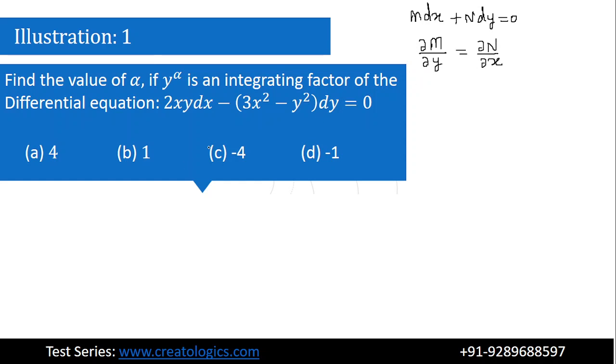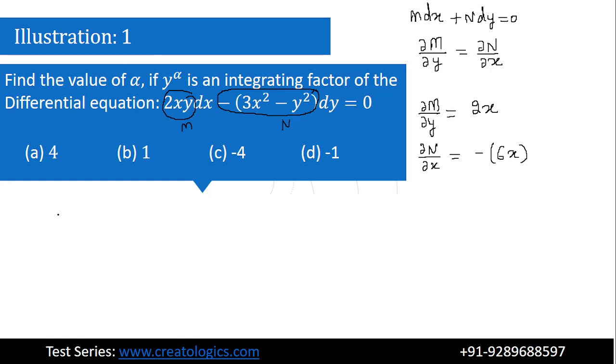So initially, let's say this is my M and this whole part is my N. Let's check the partial derivative of M with respect to y. Partial differentiation means you have to keep x constant and differentiate this with respect to y. So you get 2x, right? And partial derivative of N with respect to x, what is that? It is minus of 6x. Can you see? These two are different. It means your given differential equation was not an exact differential equation.